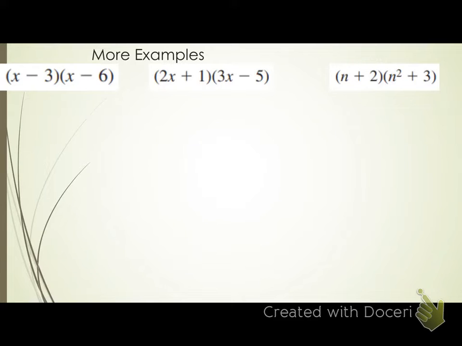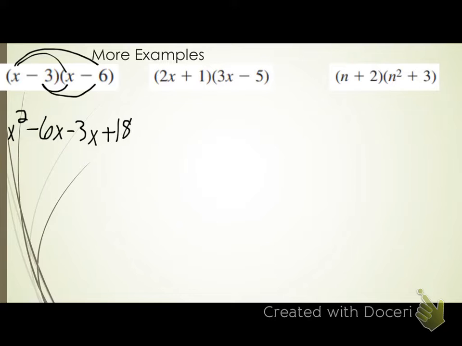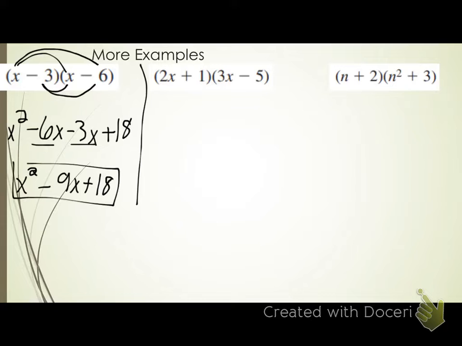Okay. Real quickly through this first one. This one's pretty easy. What's x times x? x squared. X times negative 6. Negative 6x. Negative 3 times x. Negative 3x. Negative 3 times negative 6. Positive 18. Combining my like terms, what's negative 6x minus 3x? Negative 9x. And is that my final? There's my answer. Good there.